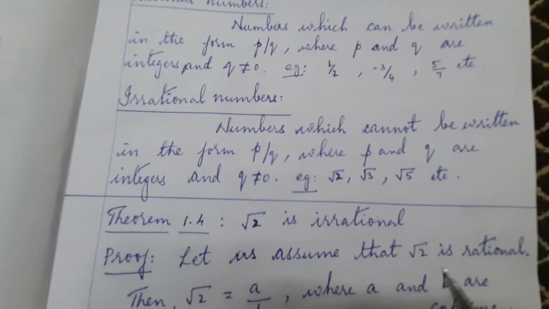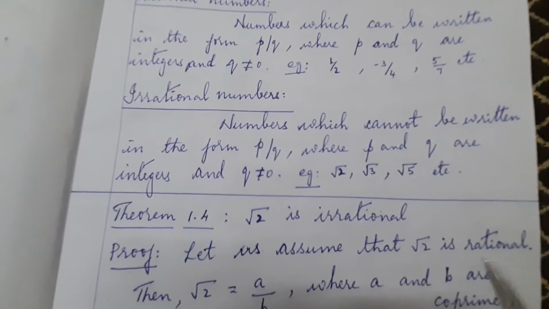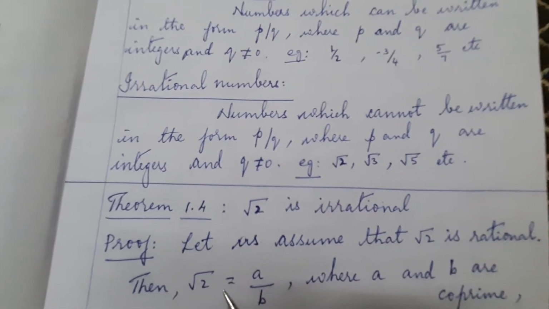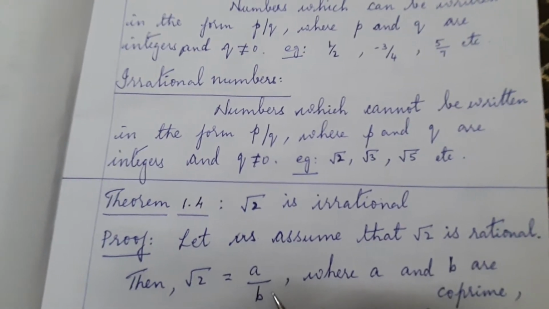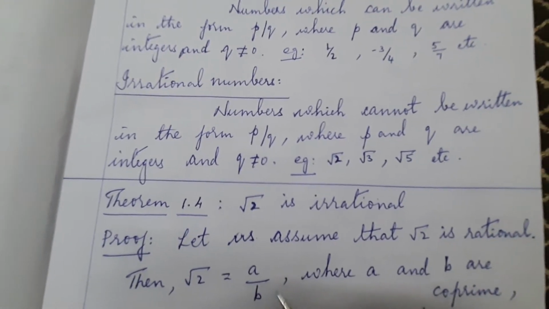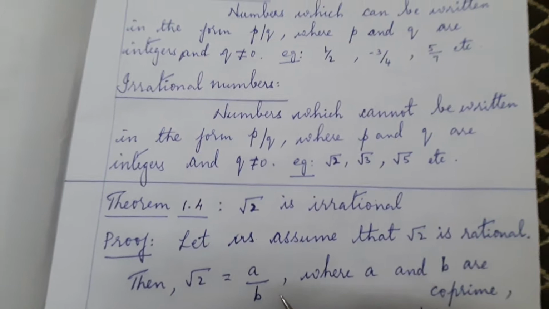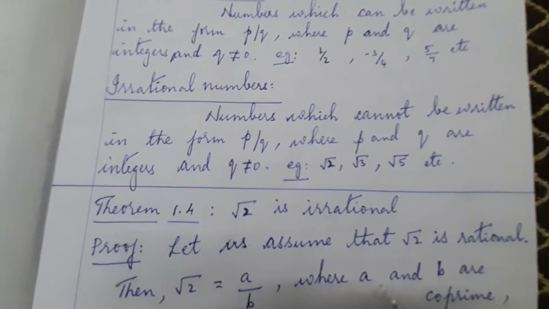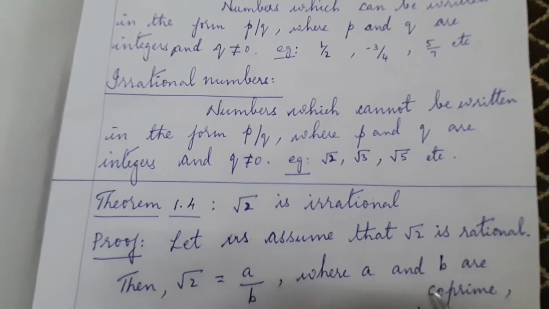So, let us assume root 2 is rational. So, what is a rational number? It is of the form p by q. So, then root 2 can be written in the form a by b, that means p by q. What are a and b? They are integers, and a and b are co-prime.